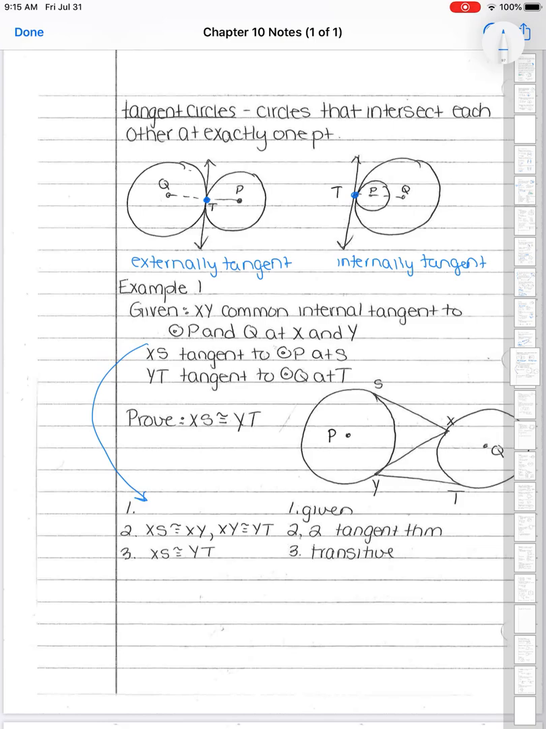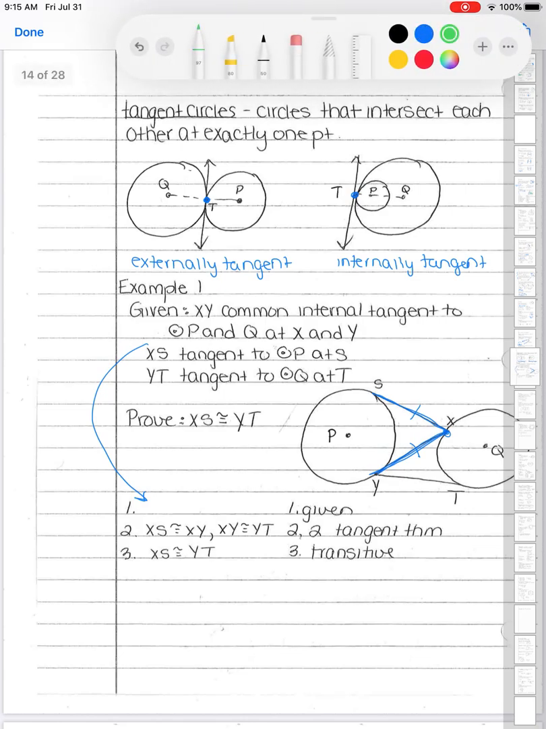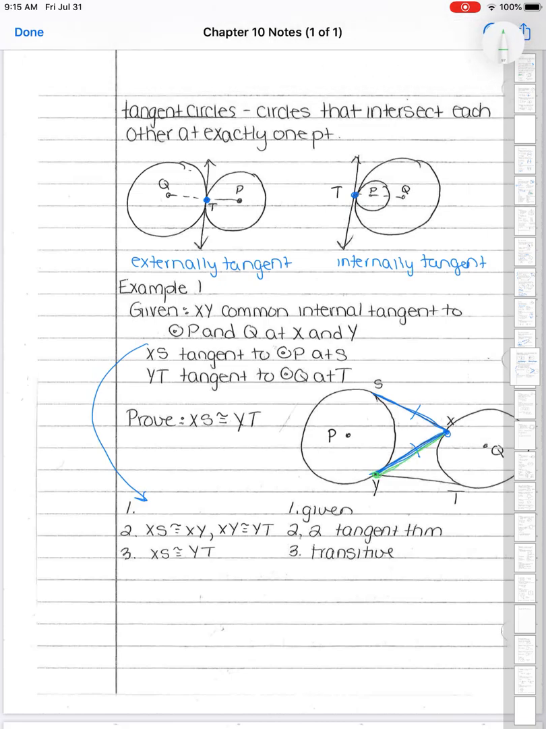Well, using our two tangent theorem, we have an external point to circle P. So we know that XS is congruent to XY by the two tangent theorem. And if we look at the other circle, we have point Y, which is an external point to circle Q, which means that XY and YT are congruent to each other. Same reason, so I'm including it in the same statement. Then you have an overlap there. They both have XY in common, so you can use the transitive property to then say that XS is congruent to YT.